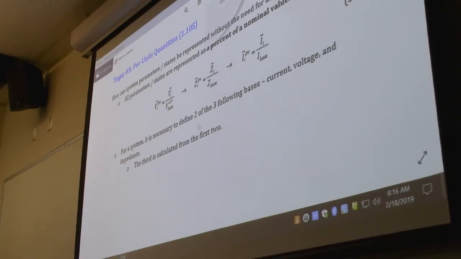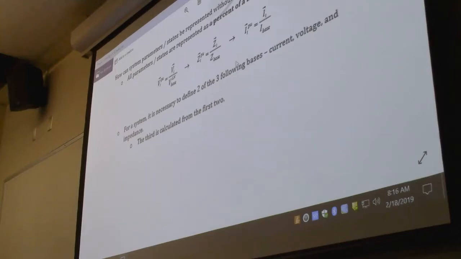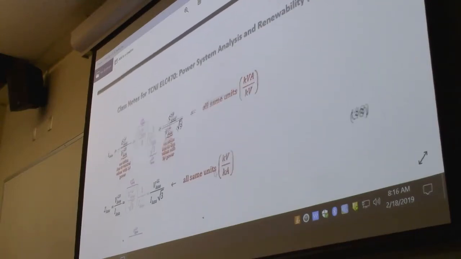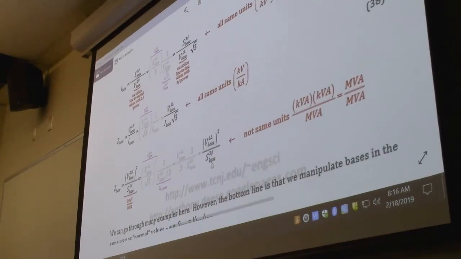For a system, it's necessary that we define 2 of the 3 bases. We can't define all 3 because that would be an over-constraint. Right? We use Ohm's Law to relate the third to the other 2. So we define the voltage base and the current base, or we define the voltage base and the impedance base, etc., etc.